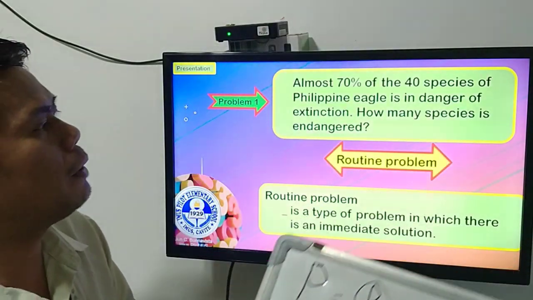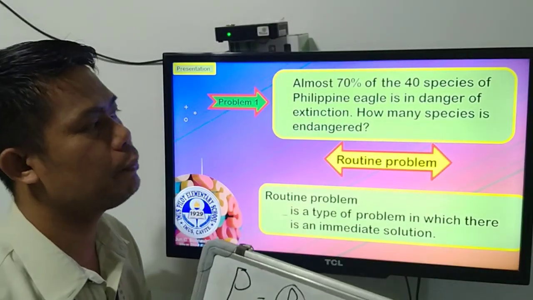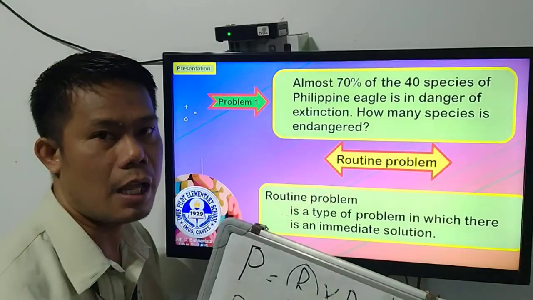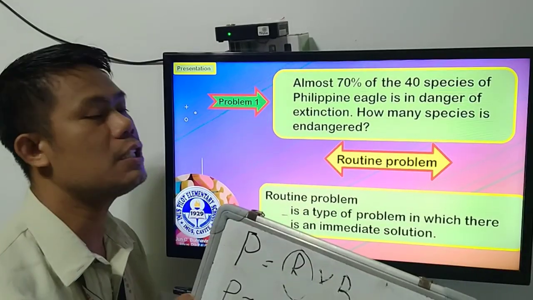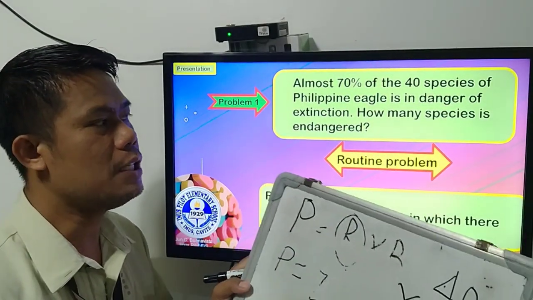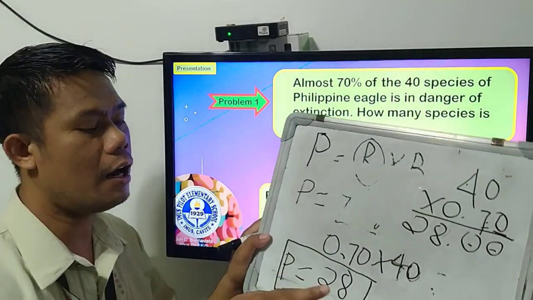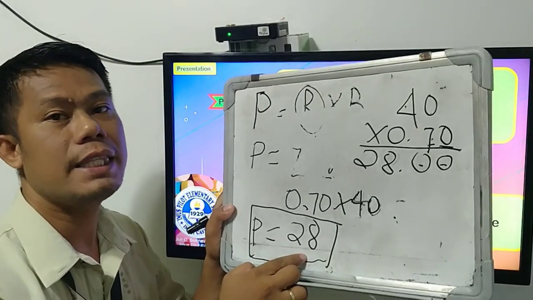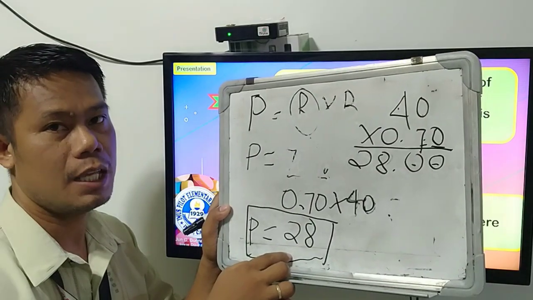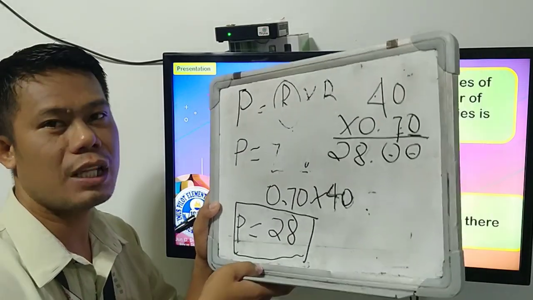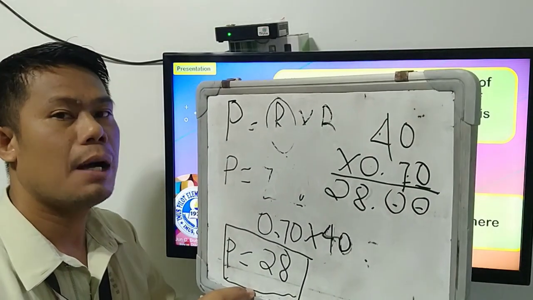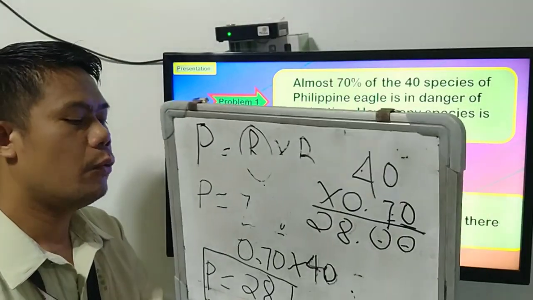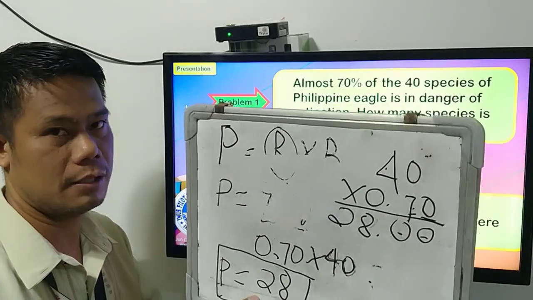So going back to the problem, almost 70% of the 40 species of Philippine eagle is endangered of extinction. How many species are endangered? So the number of species that are endangered is 28 species. So biruin mo yun, 28 na yung nanganganib ang buhay. Endangered. Mauubos na, manganganib na maubos ang mga Philippine eagles. Kaya we need to conserve our environment. We're going to protect our environment.